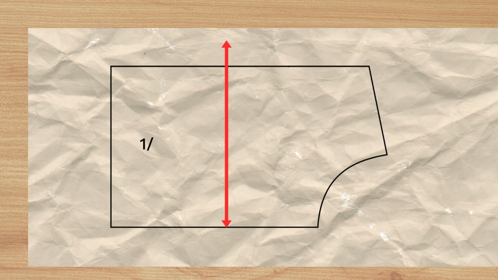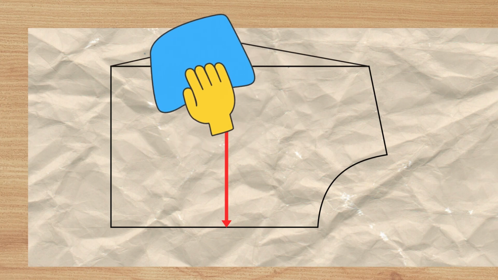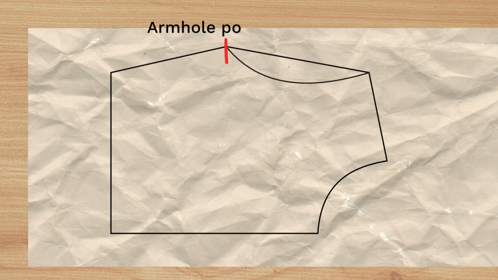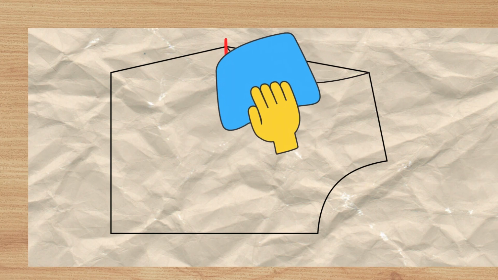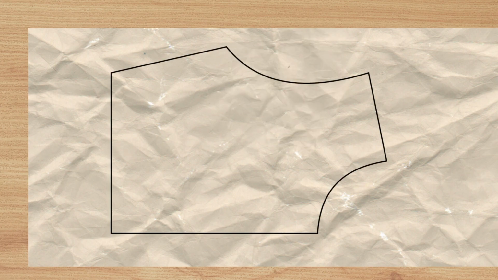Mark half of your chest measurement. Make a point. Draw a line from the waist to the chest point and the shoulder drop. Erase what you don't need. Make a curve using the line from the armhole point to the shoulder drop. Erase what you don't need. Now you have a basic flat pattern.